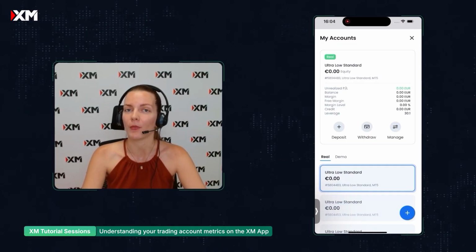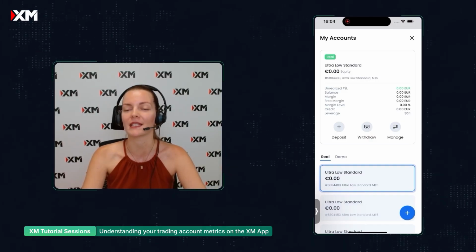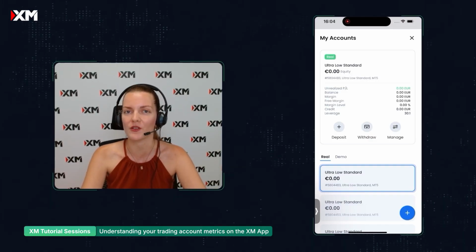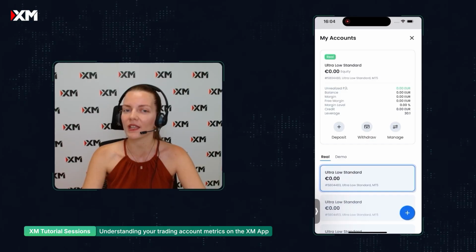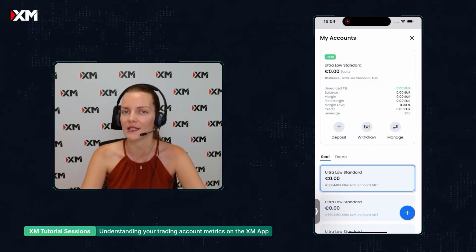Margin. Margin is the amount of money that's set aside to keep your trades open. You can think of it as the part of your funds that's temporarily held while a trade is active.